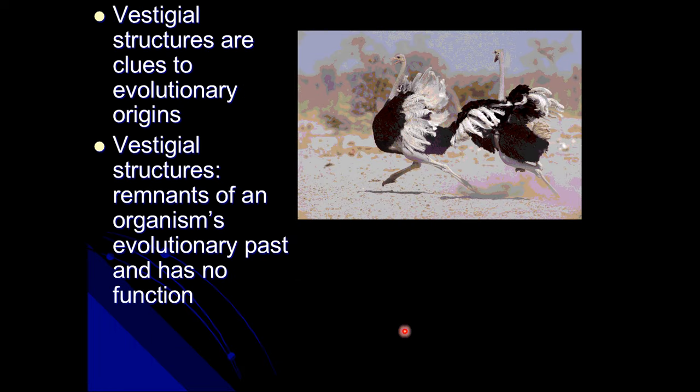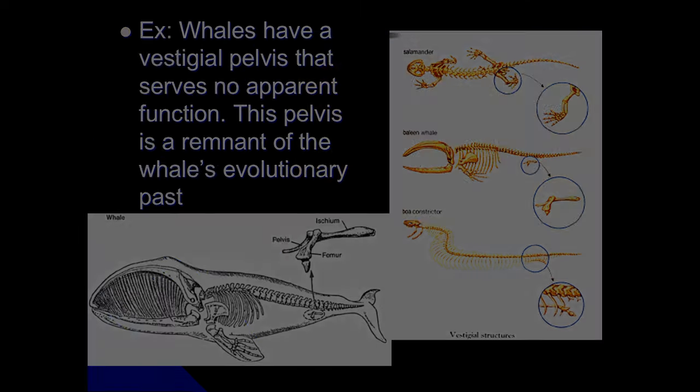Vestigial structures is our third type, and those are remnants of an organism's evolutionary past that have no function. For example, the wings of an ostrich. These are structures that are used for flight, but ostriches are not able to fly. So if they can't fly, then why do they need wings? Well, because they inherited them from an ancestor that used to be able to fly.